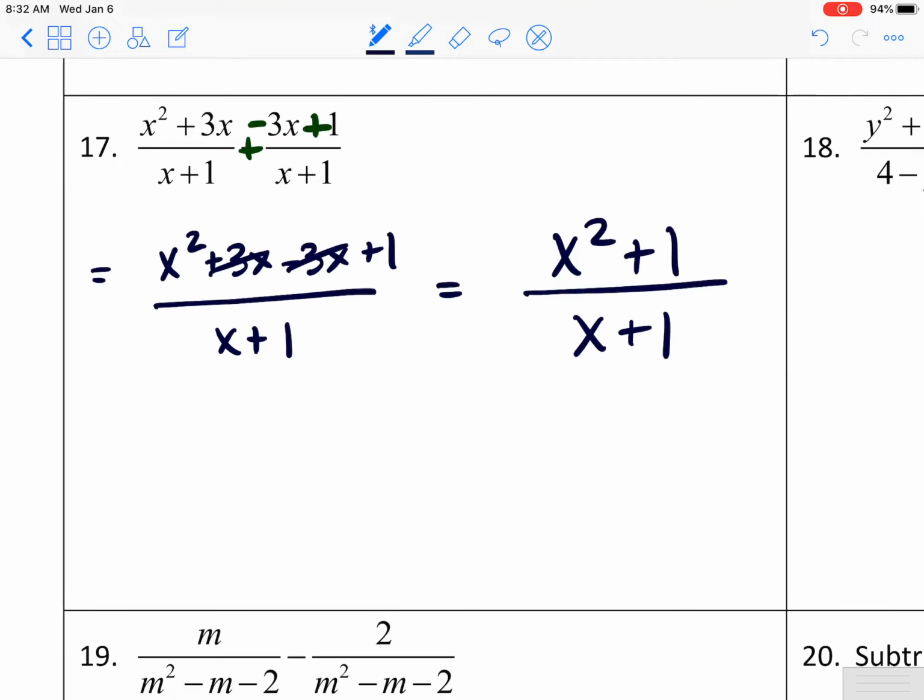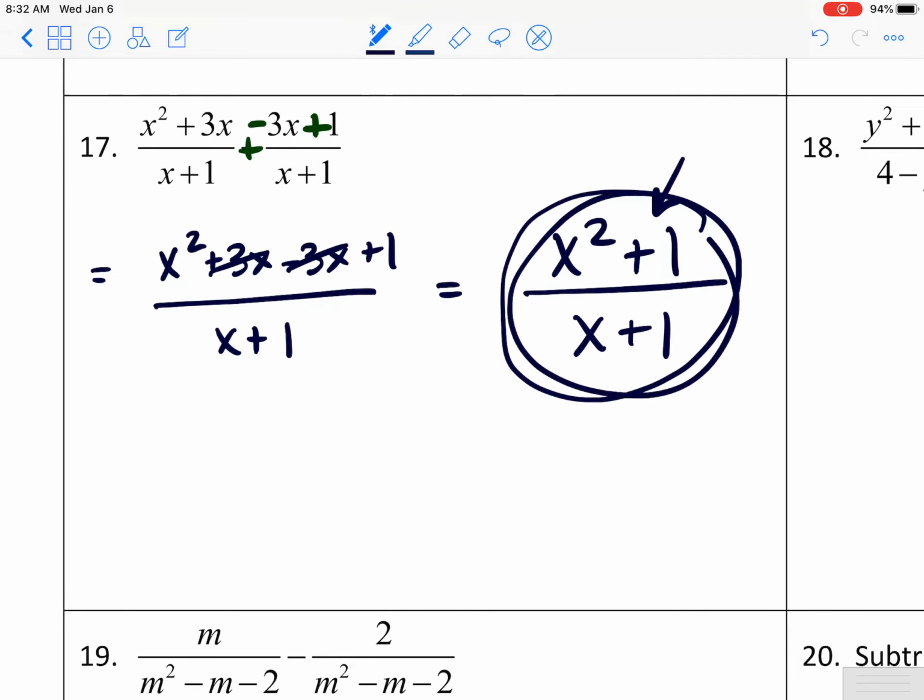Now be careful. You cannot factor this because of the plus sign. Okay, that is not a difference of two squares. So that's unfactorable. So that's actually your final answer. Okay, so x squared plus 1 is not a difference of two squares.